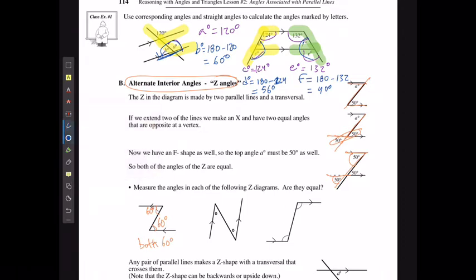When I go for my second one, it's just going to be a rotated Z, and I can see that this is going to be 40 degrees, and this is going to be 40 degrees, which means that they're both 40 degrees, and they match. And for the last example, this angle is going to be 105. This angle is 105, and they're both 105 degrees, so those ones match.